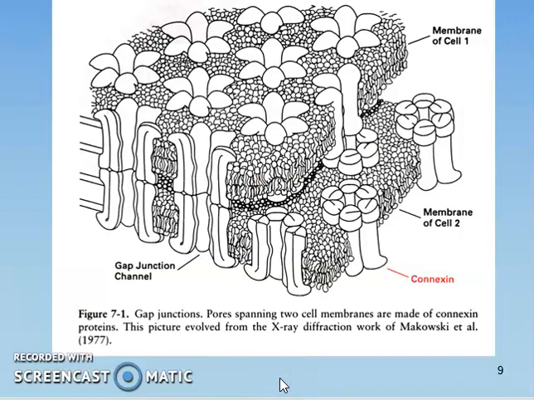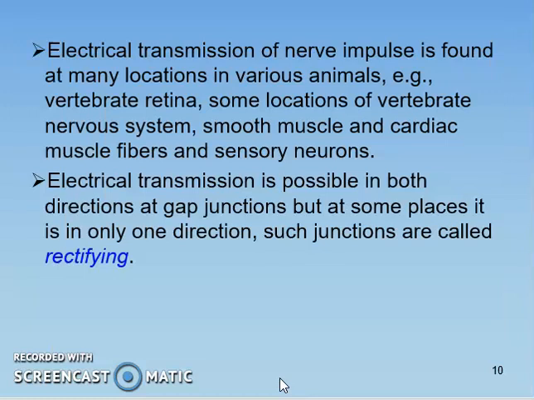This happens in the central parts of the brain, the central nervous system, where fast action, like decision making or something, has to take place, and quick response is required. Electrical transmission of nerve impulse is found at many locations in various animals, like the retina, because the eye has to see quickly. Retina inside the eye. Some locations of vertebrate nervous system, even in smooth muscles, because they also have to respond faster. Cardiac muscle fibers and many of the sensory neurons.